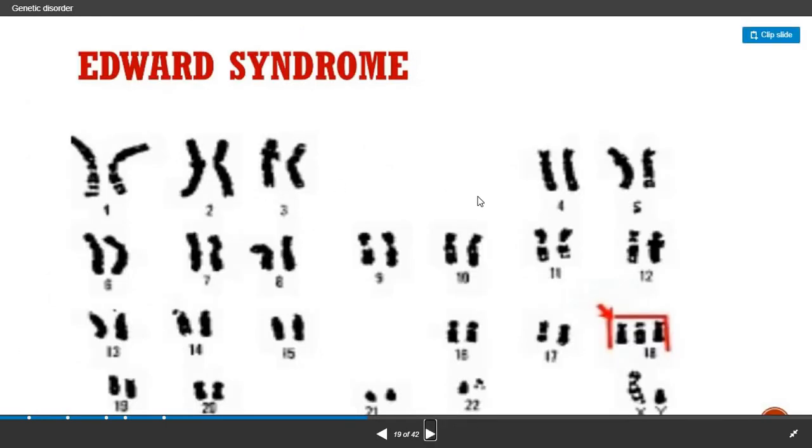Now you can see in the picture, this is the karyotype of an individual who is facing Edwards syndrome. Here you can see this is the 17th and this is the 18th chromosome. Here 1, 2, 3, 3 chromosomes are there instead of 2. In all other positions 2 chromosomes are present, whereas on the 18th 3 are present. So this is the abnormality, and due to this the person faces this syndrome.